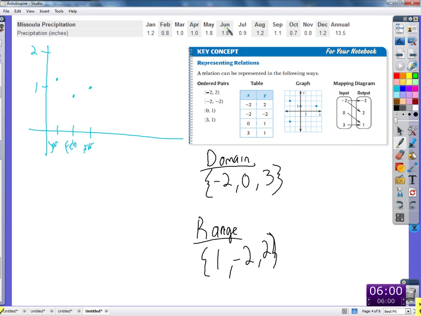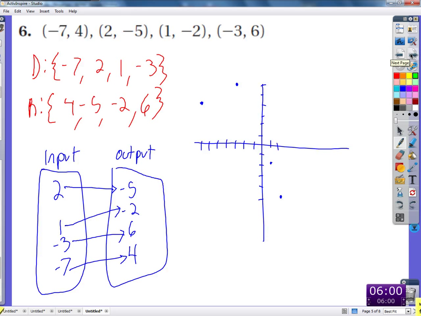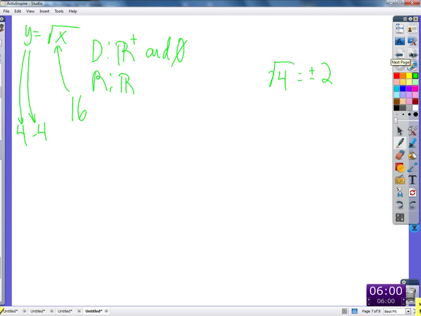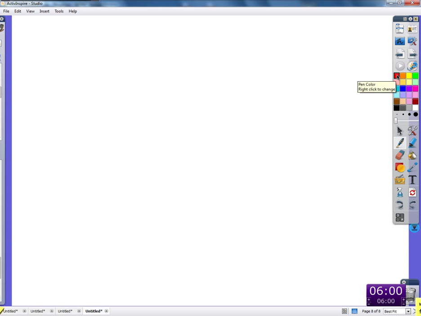Function or not a function? Function. It's a function. You go to a month, you get 1 number. 1 output. 1 measure of rainfall for that month. Okay? So, not a function. That's not a function. And this, function or not a function? It's a function. 1 output only for each input. Function. Not a function. So a function.